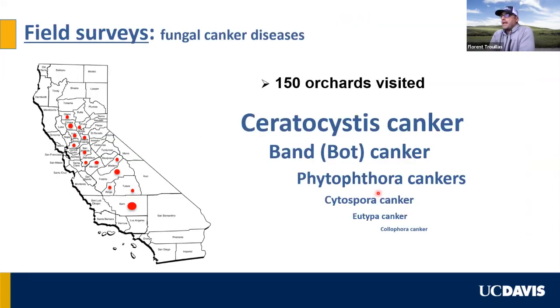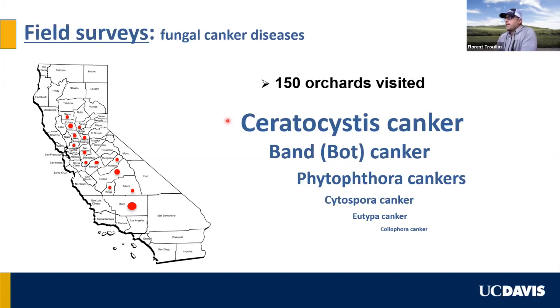Over the last 6, 7, 8 years, my lab has visited many almond orchards throughout the state. We also conducted surveys in California to understand the main fungal pathogens or related pathogens associated with canker disease. We have by now visited at least 150 orchards throughout the state. The most prevalent canker disease appears to be Ceratocystis canker, and I will provide more detail about each of the specific diseases.